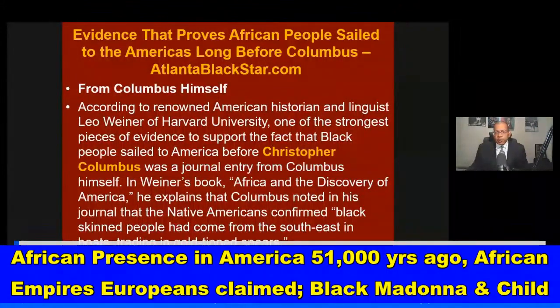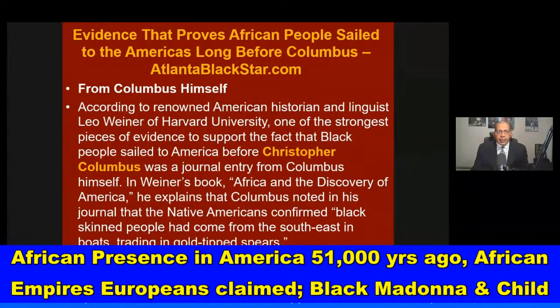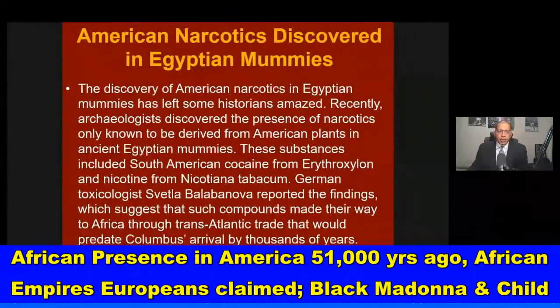But we can look at it from Christopher Columbus himself, because Columbus kept a diary. According to renowned American historian and linguist Leo Weiner of Harvard University, one of the strongest pieces of evidence to support the fact that African people or Black people sailed to America before Christopher Columbus was a journal entry from Columbus himself. In Leo Weiner's book, Africa and the Discovery of America, he explains that Columbus noted in his journal that the Native Americans confirmed, quote, black-skinned people had come from the southeast in boats trading in gold-tipped spears.